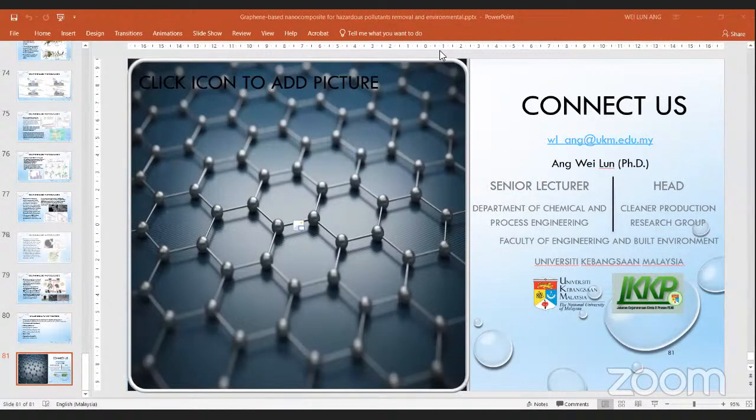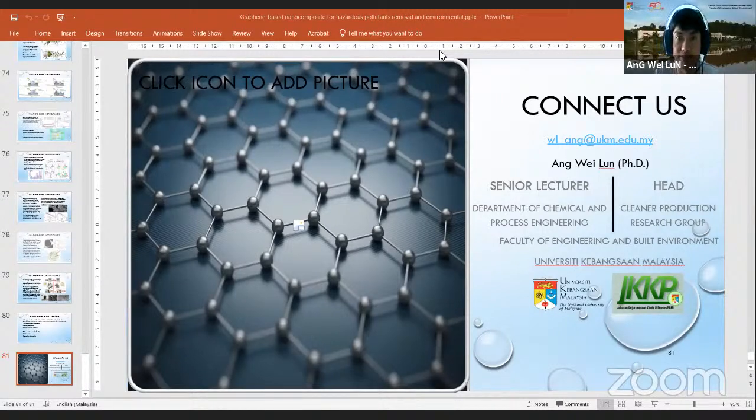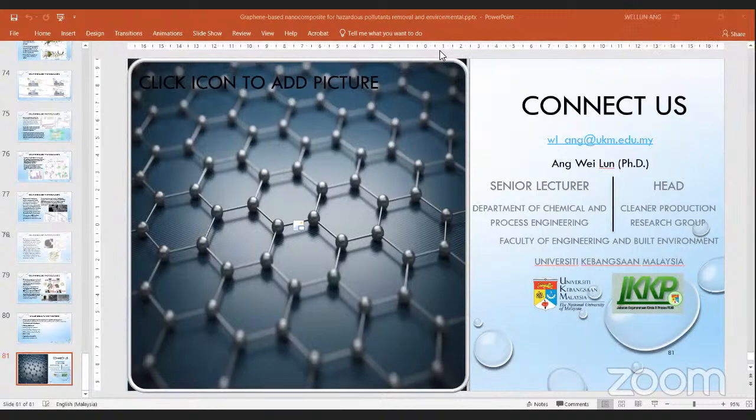Hello, Dr. Ang. We are also interested in doing some research about graphene, but we plan to make it using green synthesis. Do you have any suggestions for what kind of biological substance we can use to synthesize graphene composite? Thank you.